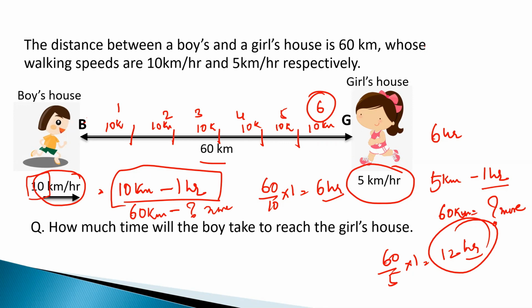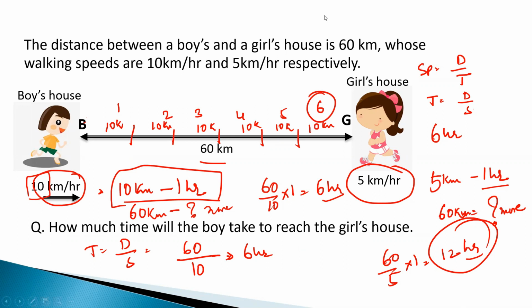If I try to take it in an expression format, speed is equal to distance upon time. Now you can also write time is equal to distance upon speed. So now you see that the distance to be covered is 60 and the speed is 10 for the boy, then the answer is 6 hours. The same thing which I've done here. And the same way you can identify for the girl reaching the boy's house as well.